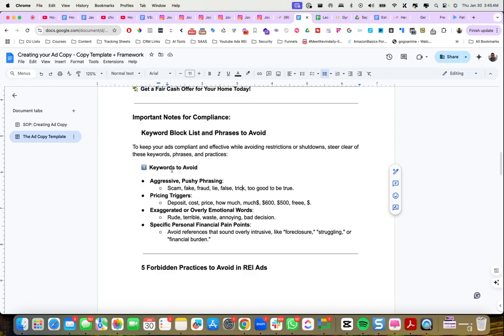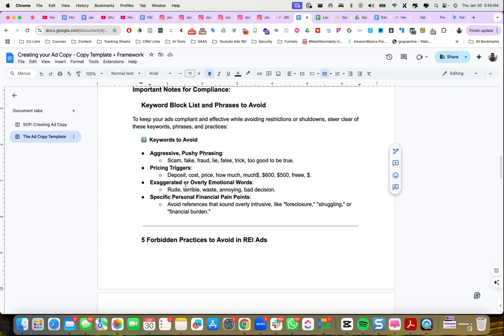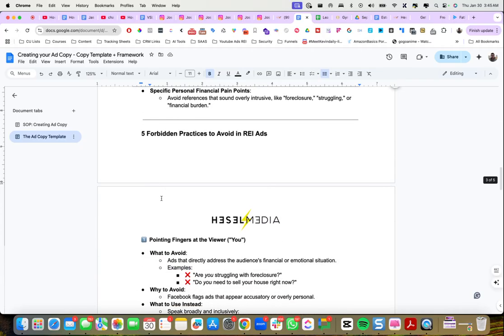For example, keywords to avoid are aggressive or pushy phrasing, pricing triggers, exaggerated or overly emotional words, and specific personal financial pain points. So it's very important to know how to word things like foreclosure, struggling, or financial burden, and to know how to word them properly. Here are five forbidden practices to avoid in an REI ad.